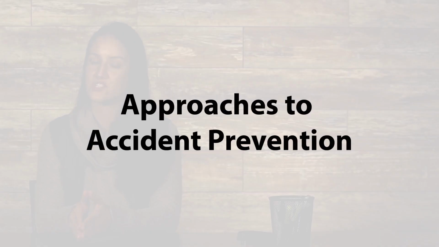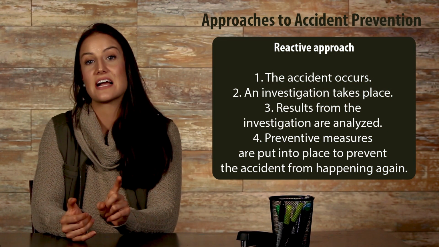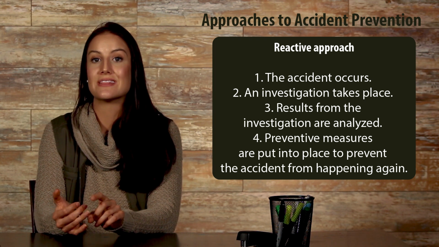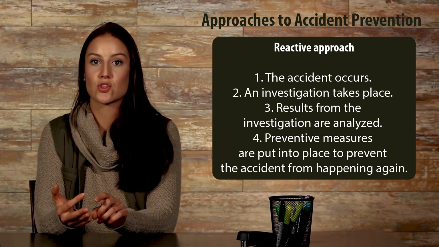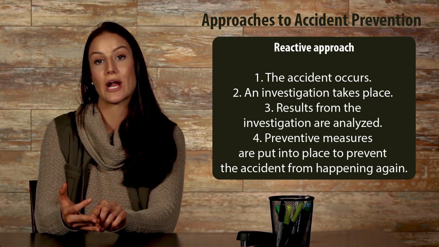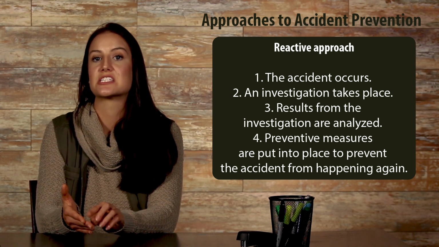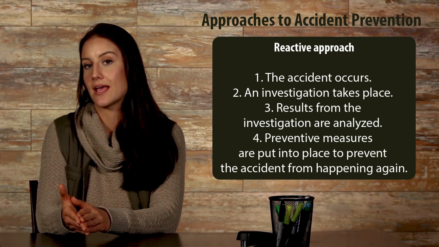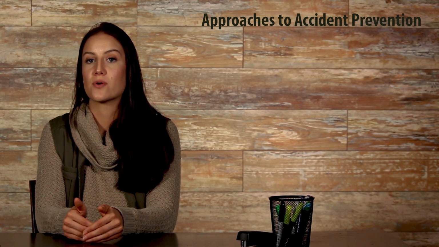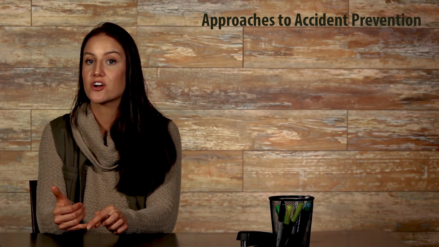Approaches to accident prevention. A reactive approach to accident prevention has 4 basic steps. Number 1, the accident occurs. Number 2, the investigation takes place. 3, results from the investigation are analyzed. And 4, preventative measures are put into place to prevent the accident from happening again. In this approach, an accident must occur first before preventative measures are put into place.